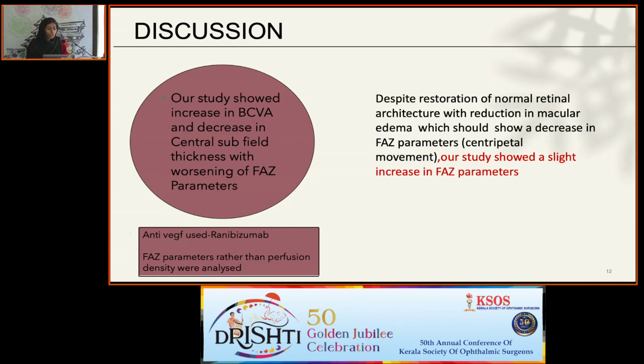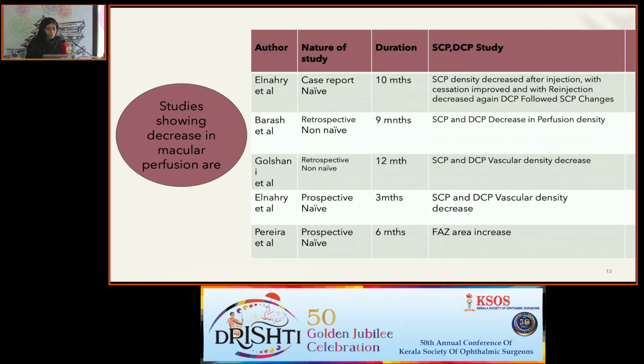Thus, despite restoration of normal retinal architecture with regression in macular edema, which should show a decrease in foveal avascular zone parameters due to the centripetal movement with resolution of edema, our study showed a slight increase in foveal avascular zone parameters. These were some of the studies which showed decrease in macular perfusion.